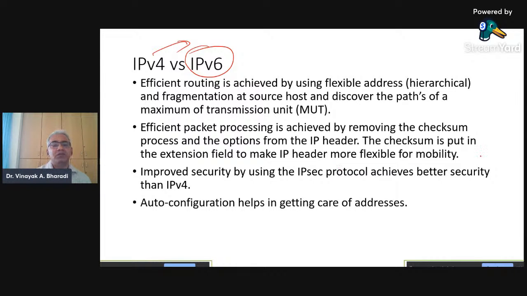So yes, that is what efficient routing is achieved by, using flexible and hierarchical addressing as in IP version 6, and fragmentation at the source and the host discovering the path maximum transmission unit.